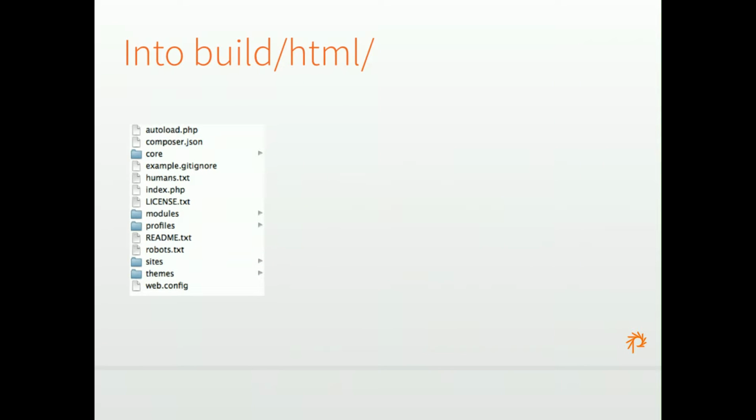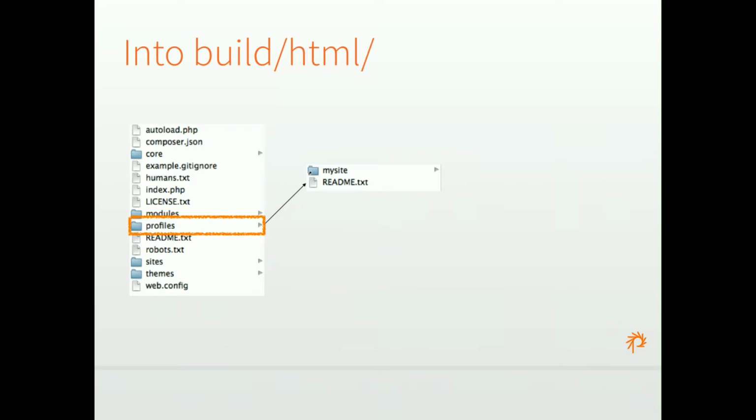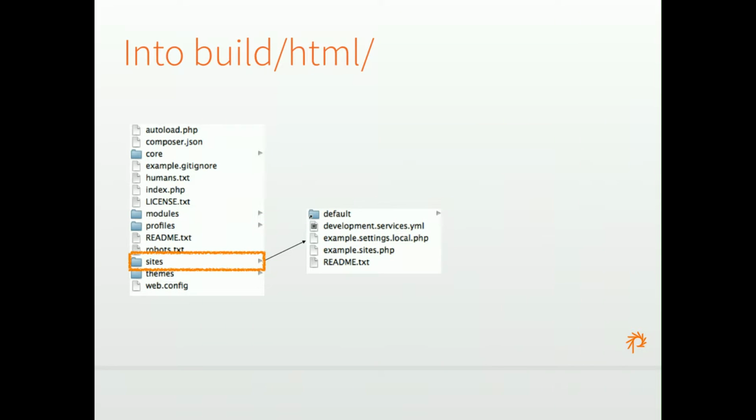But if we go back into the build HTML, so again, this is the root of the Drupal doc root. I want to show how the custom code and files have been brought in. So if we look under modules, we'll see contrib and custom. Contrib has devel, which was pulled in through the Drush make file. But custom is actually a symlink back to source modules. And likewise, if we look under profiles, we'll see a symlink of my site back to source profiles my site. Similarly, under sites, we'll have a symlink from default back to source sites default.